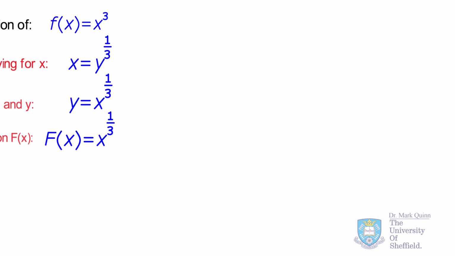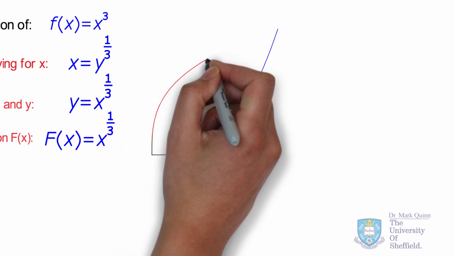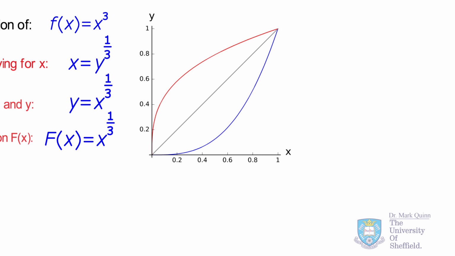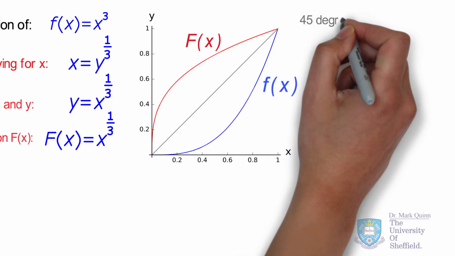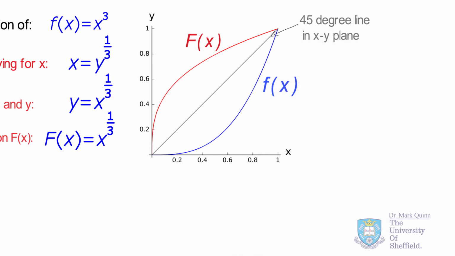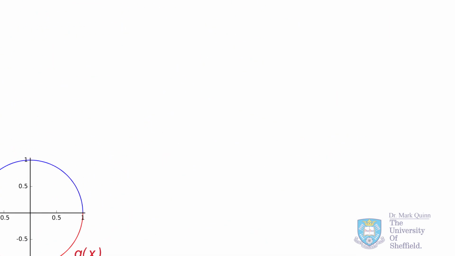In this example, we see the blue line being the original function and the red line being the inverse function. There is an obvious symmetry here, and it's defined by the line y equals x, this 45-degree line, such that the inverse function is merely the reflection of the original function through this line. Indeed, this is just equivalent to swapping the position of the x and y axis.